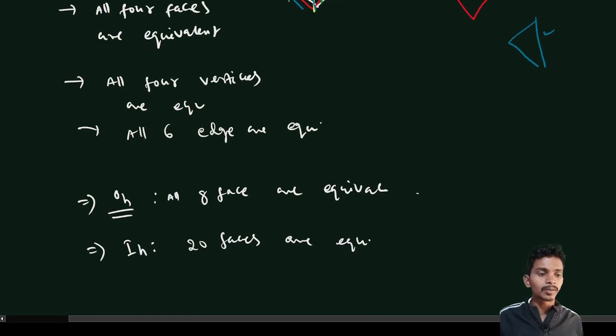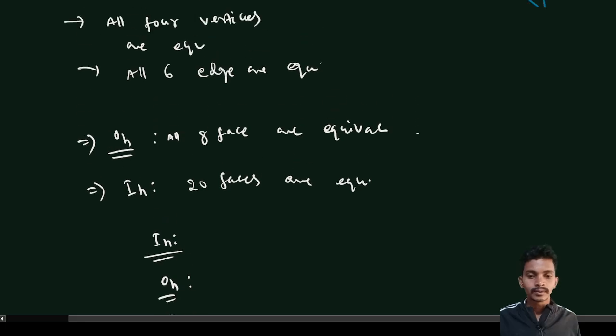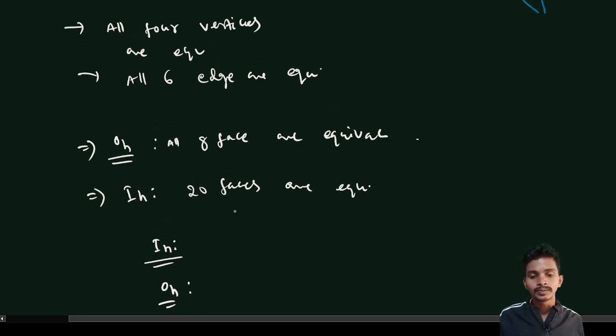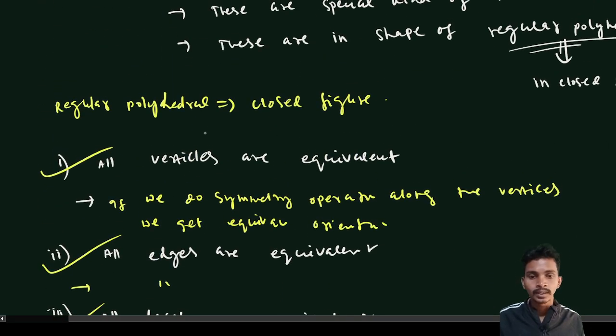So for the groups Ih, Oh and Td, the symmetry operations are a huge amount, so it is not possible to remember them. So I have listed them.